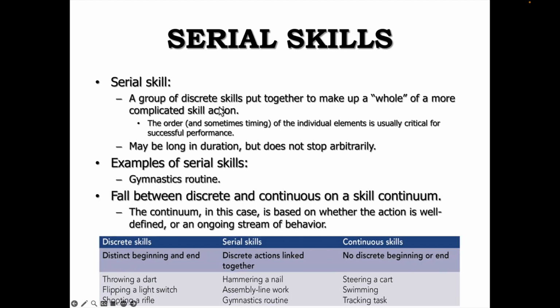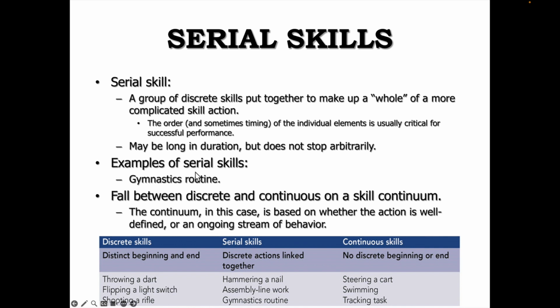And then serial skills are essentially the midpoint between continuous and discrete skills. Serial skills are a set of discrete skills put together to create some sort of whole or some sort of complicated skill action. Serial skills may be long in duration, but they do not stop arbitrarily or randomly. There's a specific starting and end point.